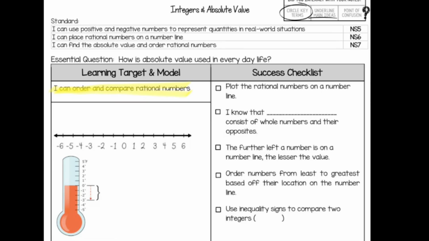The first part of our success checklist says plot the rational numbers on a number line. That means we need to take a set of numbers and order them, whether that be from least to greatest or greatest to least. For our first example, let's order integers from least to greatest.